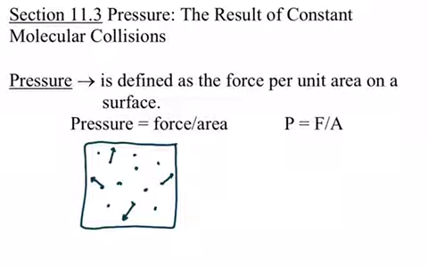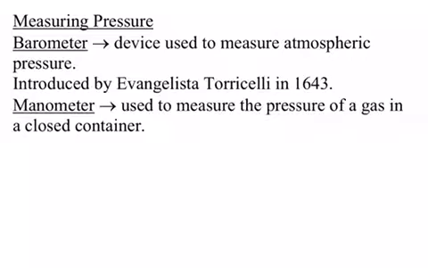So we can look at pressure from a mathematical point of view, which is force divided by area, or conceptually, pressure has to do with the number of collisions between the particles and between the particles and the wall of the container. Now, how do we measure pressure? Well, to measure atmospheric pressure, you use a barometer. Just like a thermometer is used to measure temperature, a barometer can be used basically to measure the pressure of the atmosphere, whatever the outside pressure is. Now, this device was introduced way back in 1643 by Evangelista Torricelli.